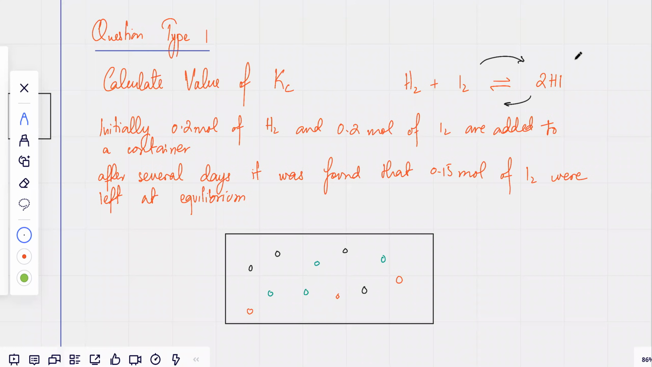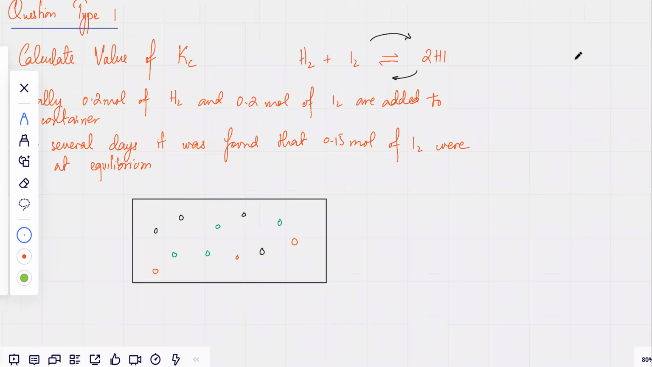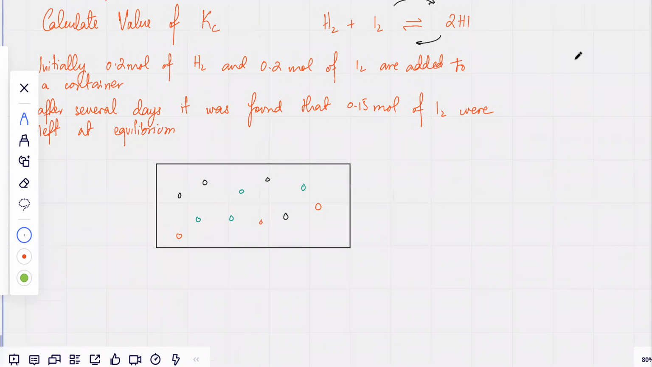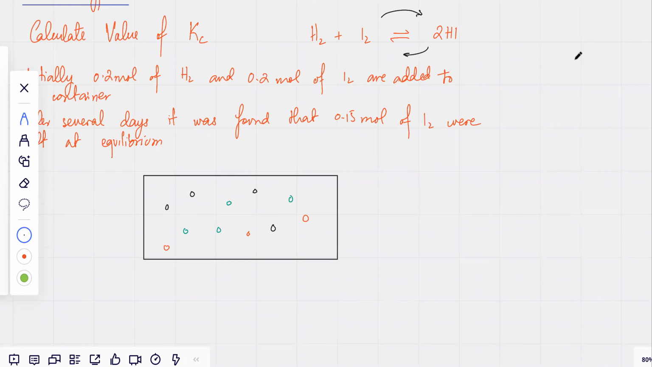So how do you figure out the value of Kc in this case? What you're going to do is, every time you get this question, you're going to make a table. You have the equation with you, that's your H2 reacting with your I2 molecules, and they are producing 2HI. Now listen to this carefully, because every time you have to make this table, it's going to look something like this.